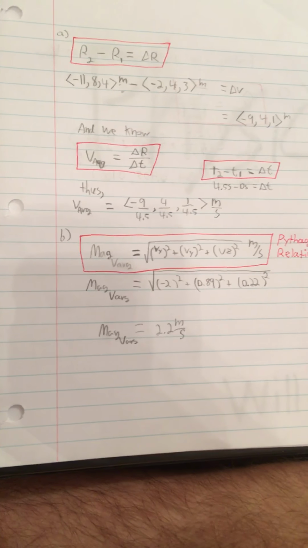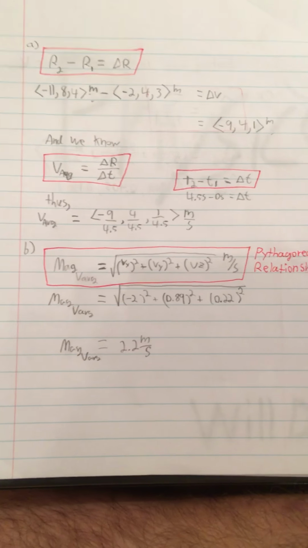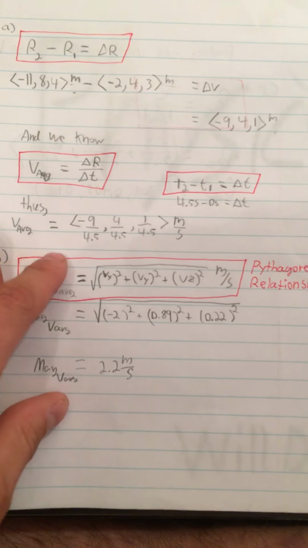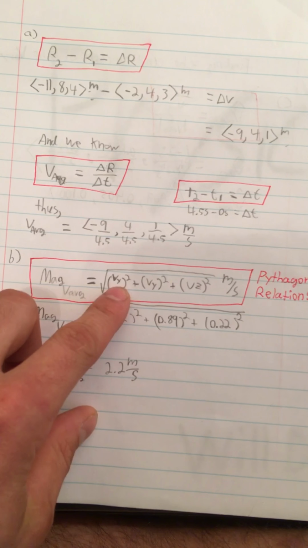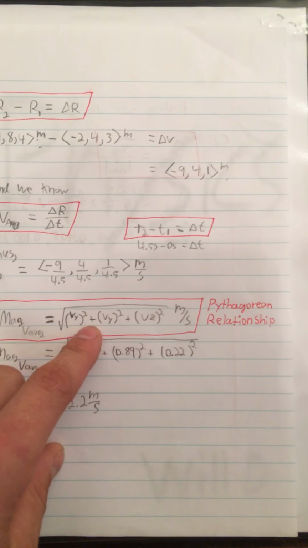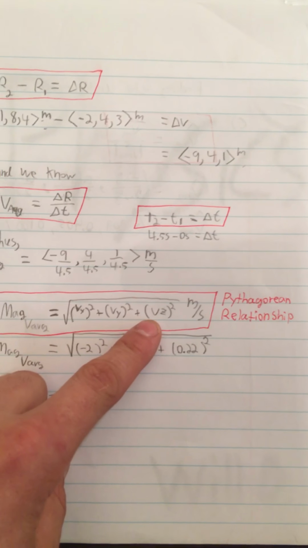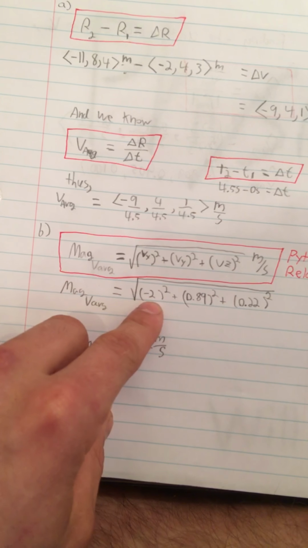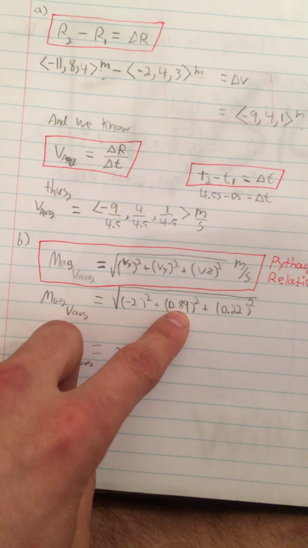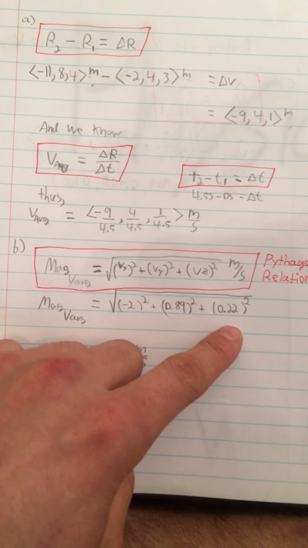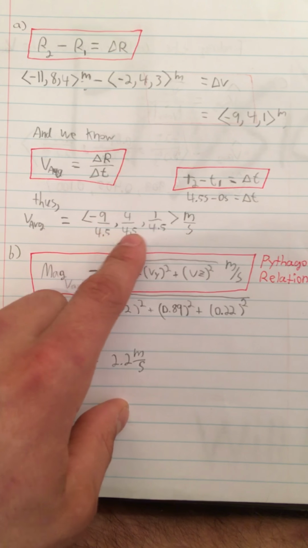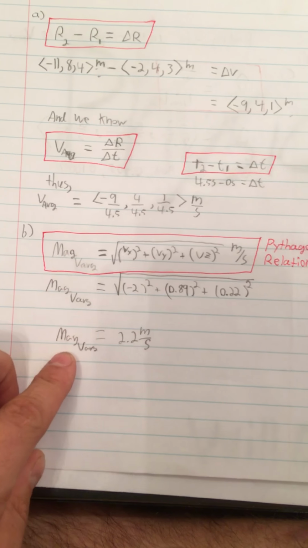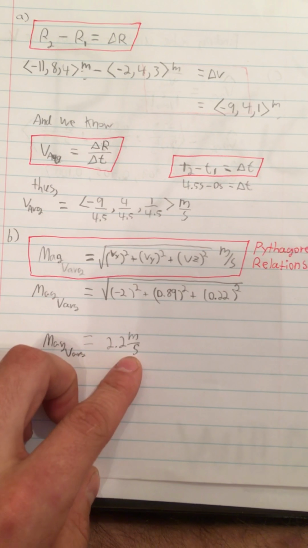For our second part, we want to figure out what is the magnitude of the average velocity. So we're going to use the Pythagorean theorem relationship, and we're going to find the magnitude by squaring each of our x, y, and z parts, and we're going to take the square root of it. So we have -2 squared plus 0.89 squared plus 0.22 squared. These are our values from above, from our average velocity. We're going to take the square root of that whole value, and we're going to come up with the magnitude of the average velocity to be 2.2 meters per second.